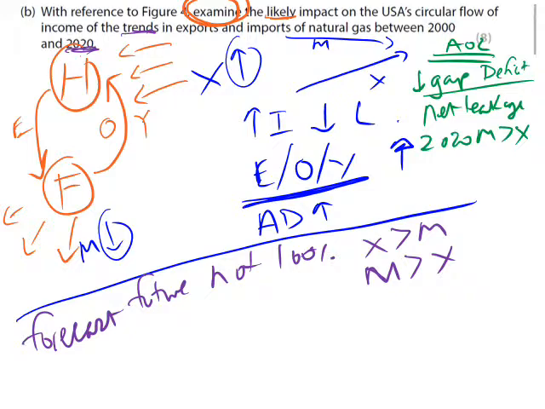You could also look at what's happening to the other injections and leakages. So it could be that even with this improvement, you have an increase in taxes, and that would offset any benefits to the circular flow.